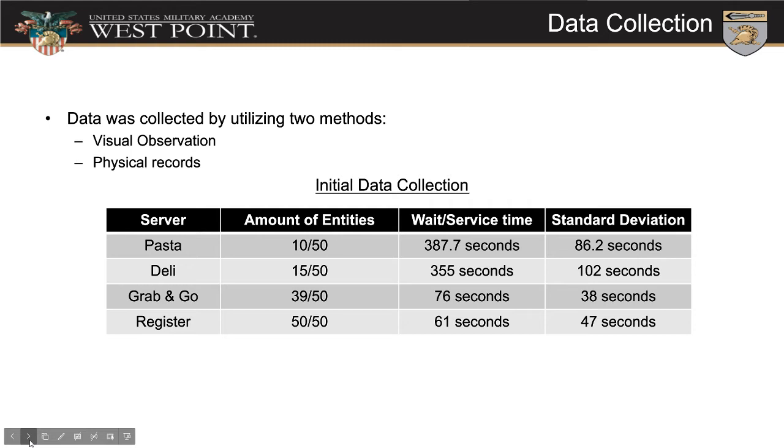As we look at the initial data collection, we had a total of 50 entities go through the Grant Hall system. Breaking it down by each server, for the pasta server, only 10 out of the 50 customers went to that server with the service wait time of 287.7 seconds, and a standard deviation of 86.2 seconds. So this is really how we broke it down. As you can see, we have the times, the mean and the standard deviation, and the number of personnel that went through each service line. I won't go too in depth because I know you can see the numbers on the slide. Next slide.